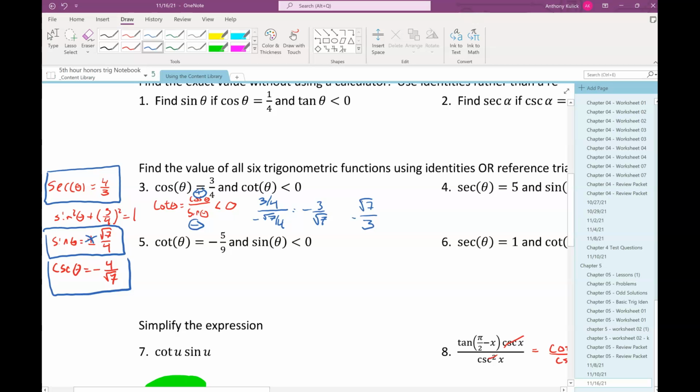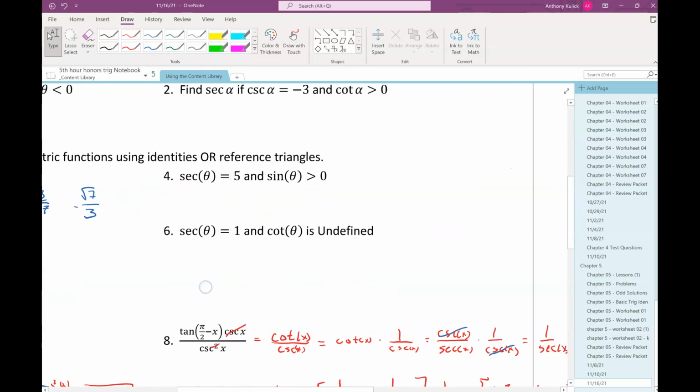So just kind of finding one of them and then just using the reciprocals to kind of get everything else. Alex? Sure.